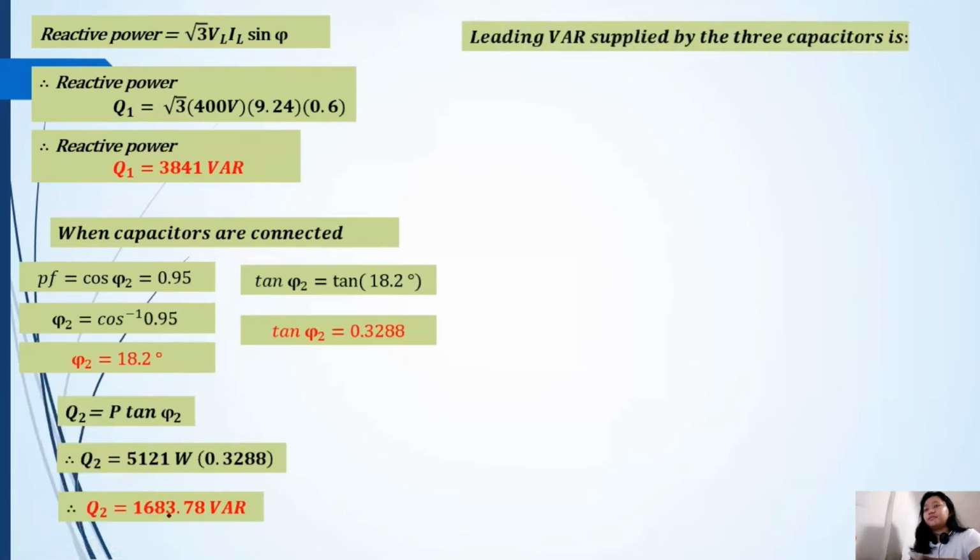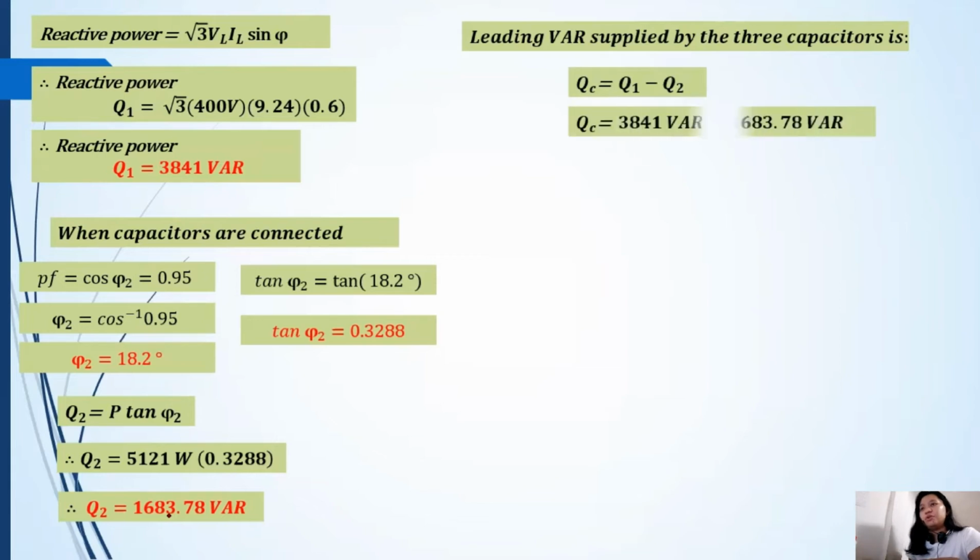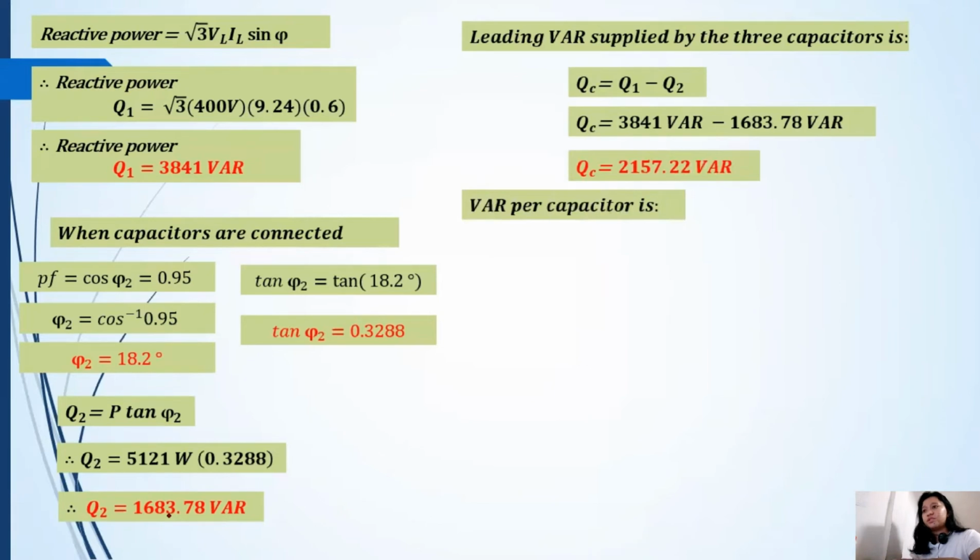Next is the leading var supplied by the three capacitors. So in solving our leading var, we will just subtract or get the difference between our reactive power 1 or our Q1 to our Q2. So QC is equal to Q1 minus Q2. Since our Q1 is 3,841 var, we will just minus it to 1,683.78 var. So we have here our QC 2,157.22 var.